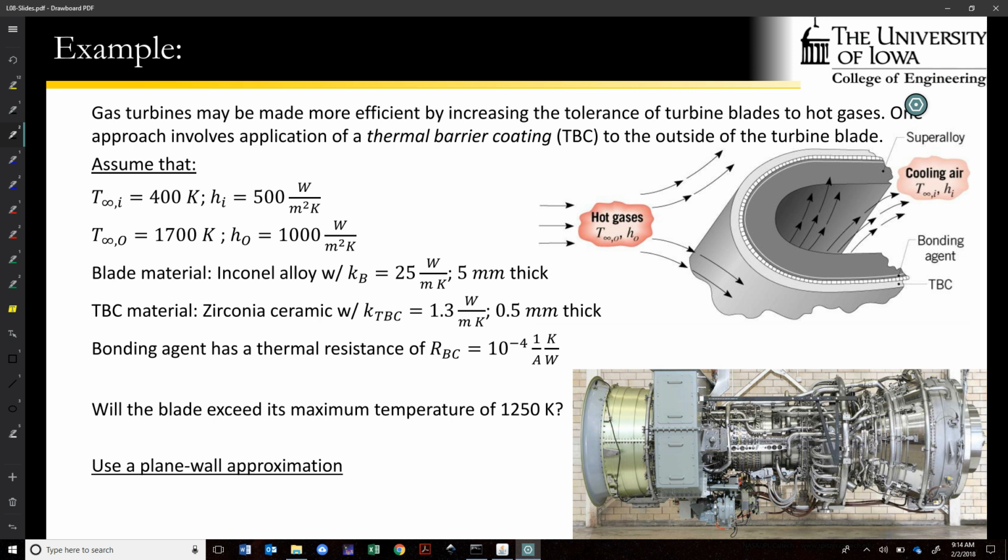So the question is, in the end, are we going to melt the blade? Is it going to exceed the maximum temperature of 1250 Kelvin, where we begin to see failure of the Inconel material that makes up the blade? We're told to use a plane wall approximation, which amounts to saying that the thickness of the blade is small enough relative to the radius of curvature that the heat in one side doesn't get much of a chance to spread out before it leaves the other side.